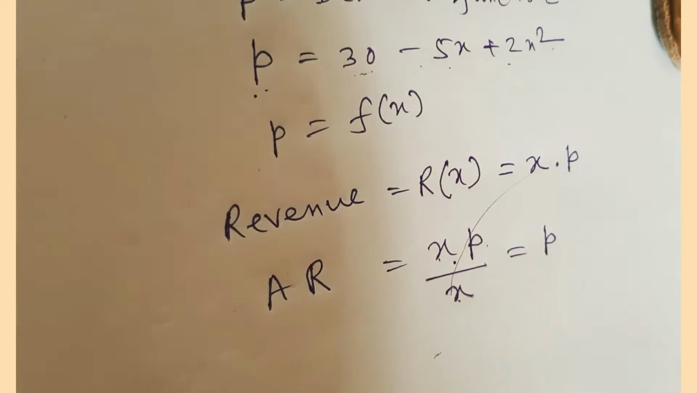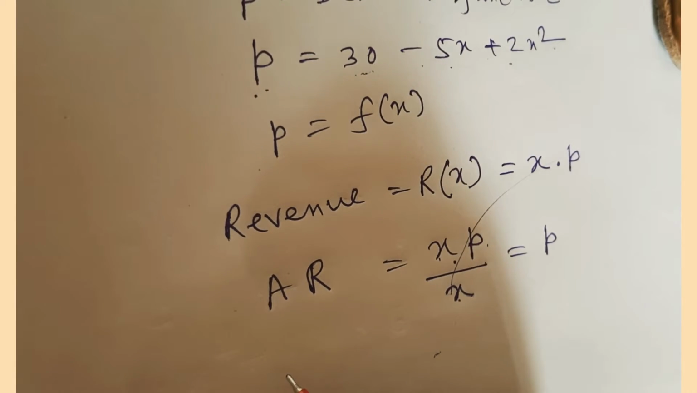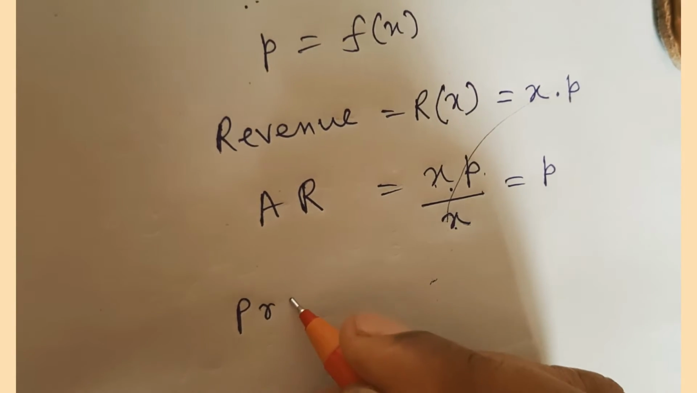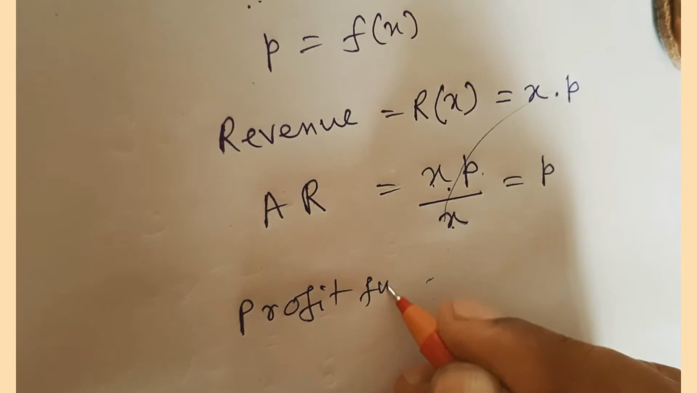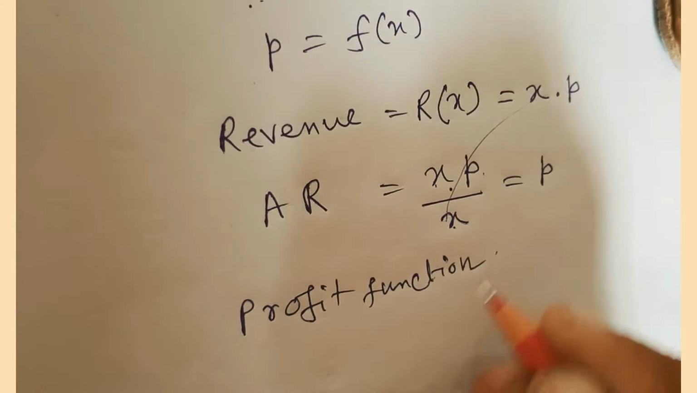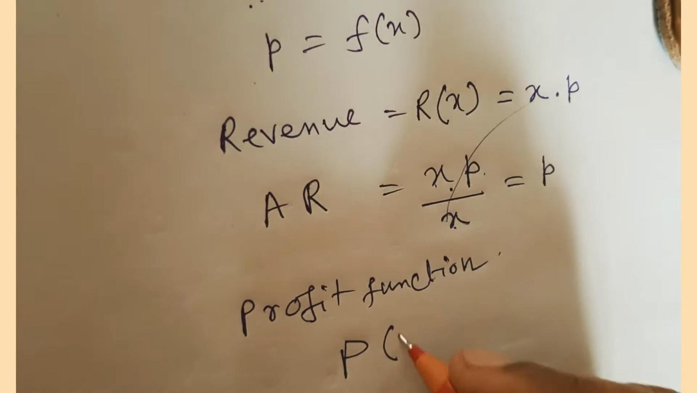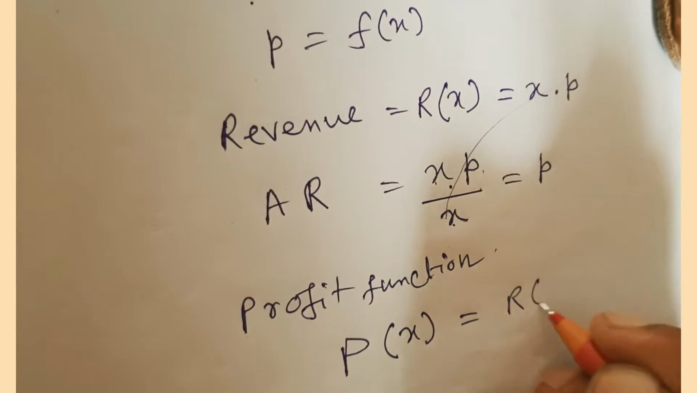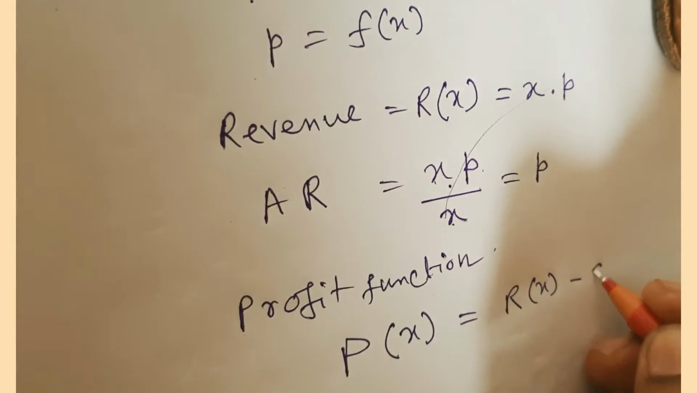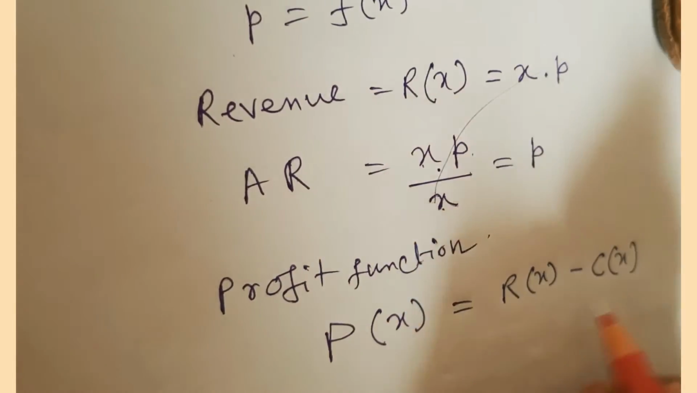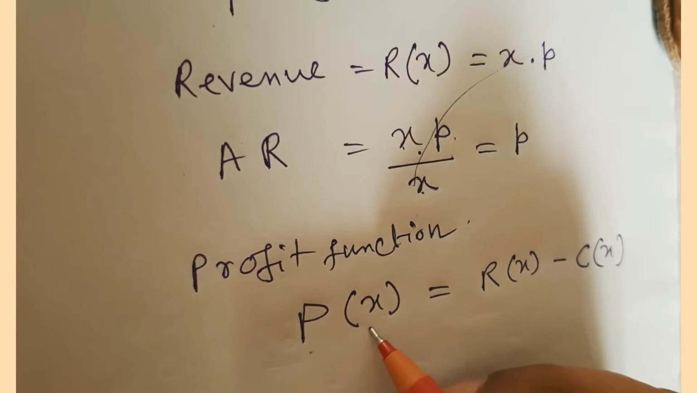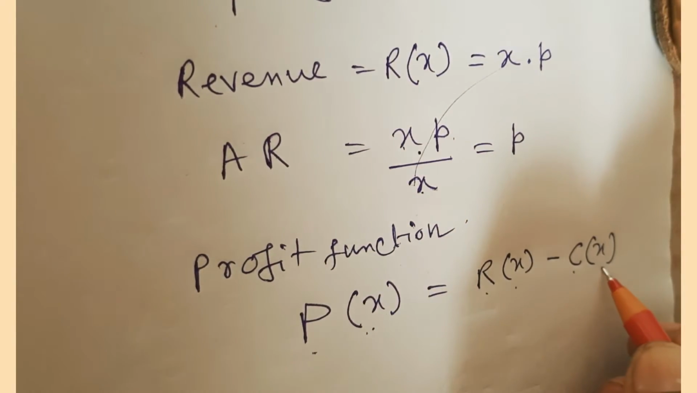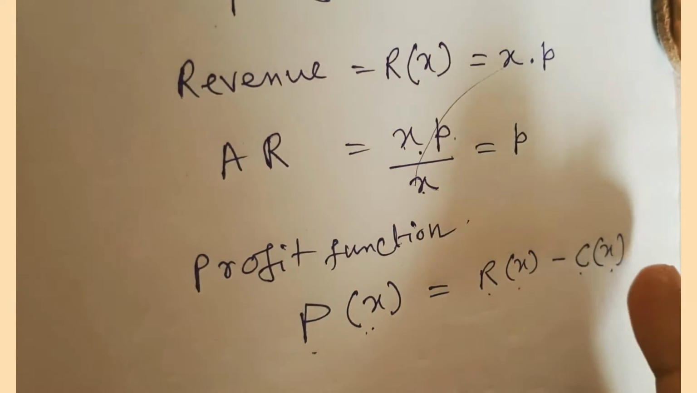Now I am telling you the profit function. What is the meaning of profit function? Profit function, denoted as capital Px, is equal to revenue function minus cost function. This is a profit function.